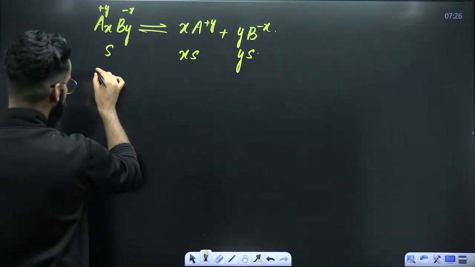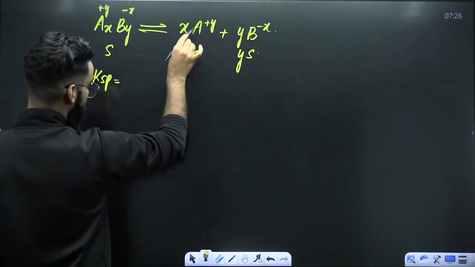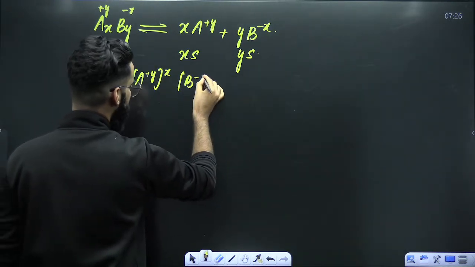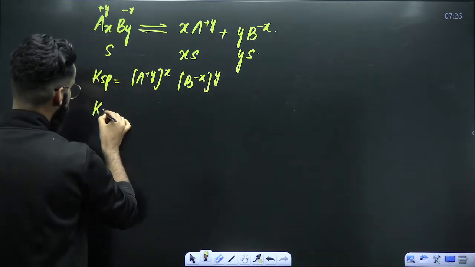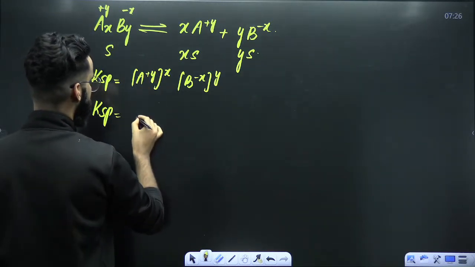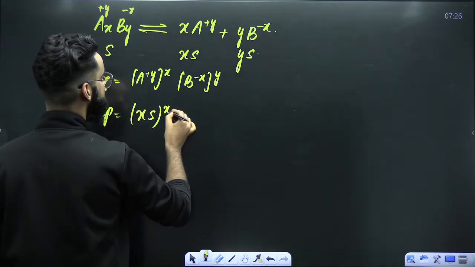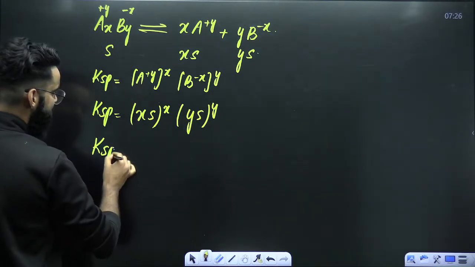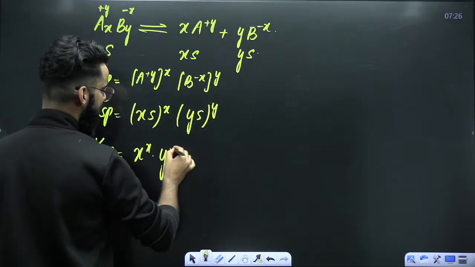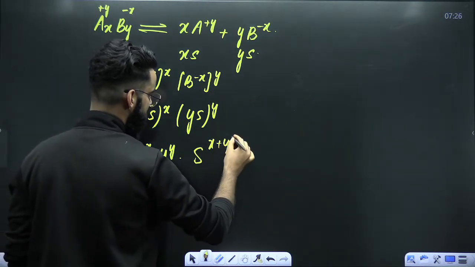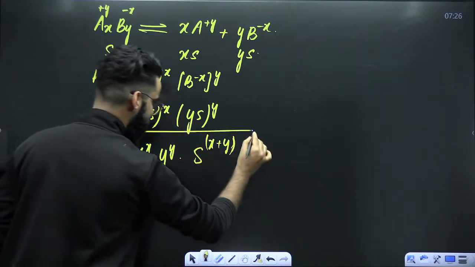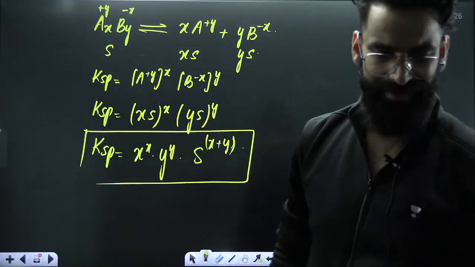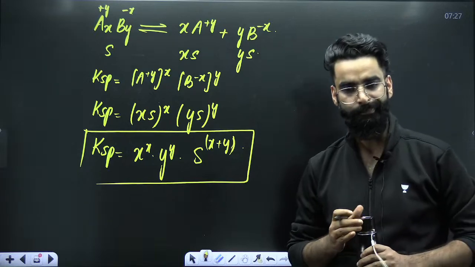Try to write the expression of KSP. KSP is equal to the concentration of A plus y raised to the power stoichiometric coefficient x, times the concentration of B minus x raised to the power stoichiometric coefficient y. So the A plus y concentration is x times S, whole raised to the power x, and the concentration of B minus x is y times S, whole raised to the power y. So KSP is going to be x raised to the power x, y raised to the power y, S raised to the power x plus y. In general, this is how you write the expression for KSP. Is this clear to everyone?